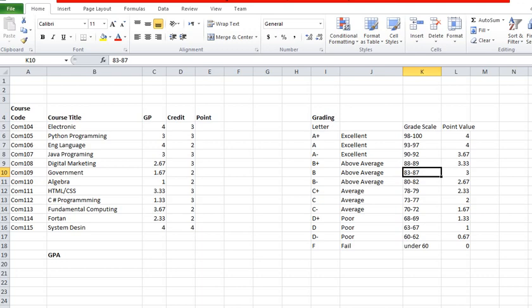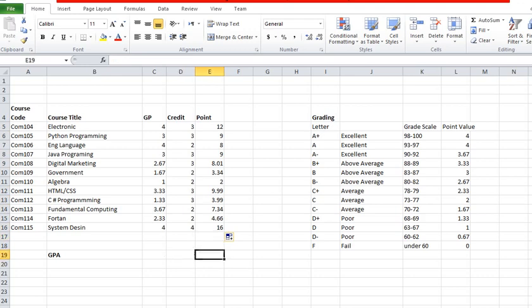So now to find the points, that is the total points, the TP. The grade points multiplied by the credit units. So that's what it has in electronics. You can drag it down to get others. I've calculated the total point for each course.